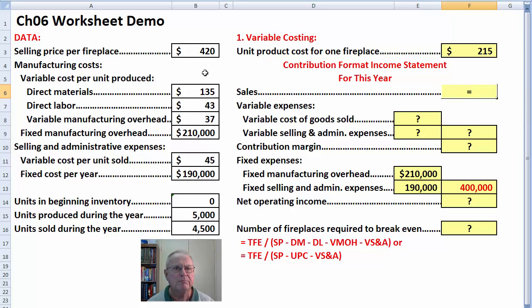So the selling price per fireplace is $420 times the units sold during the year, way down here. And so you can see what the sales figure is. Now let's do the variable cost of goods sold. That's this figure that we just calculated times the units sold during the year. And the variable selling and administrative expenses, that is over here, that one right there, times the units sold during the year.